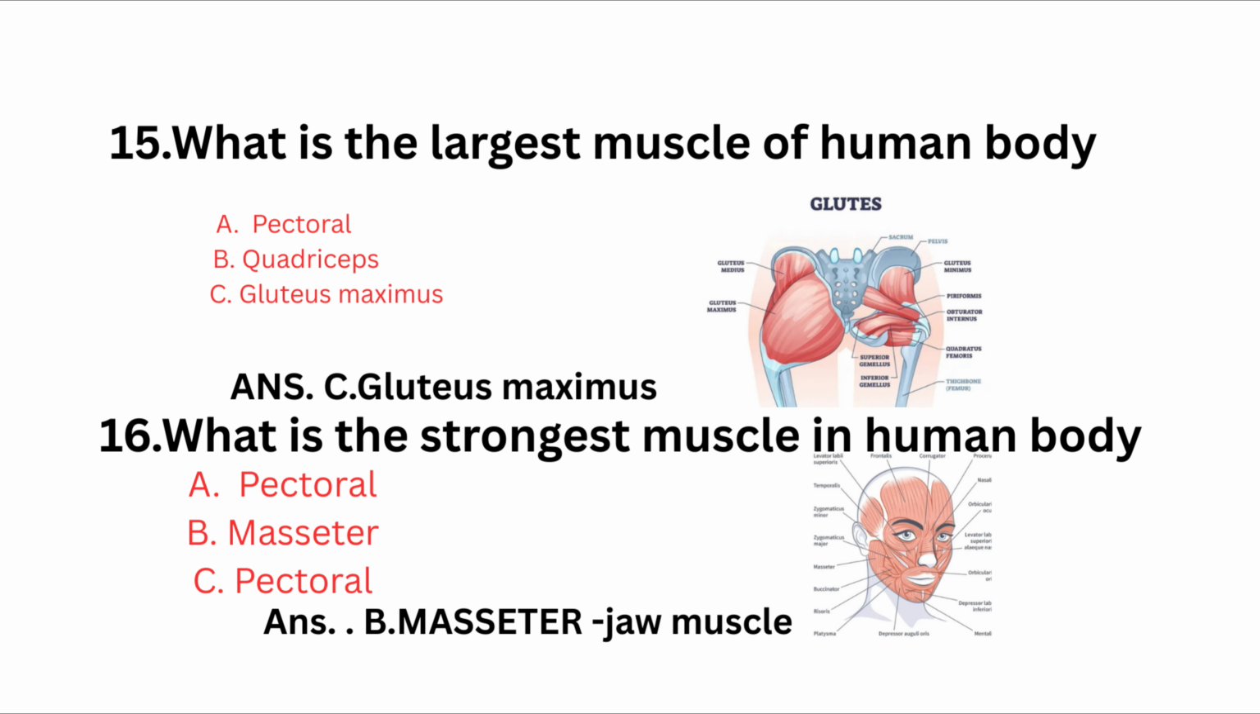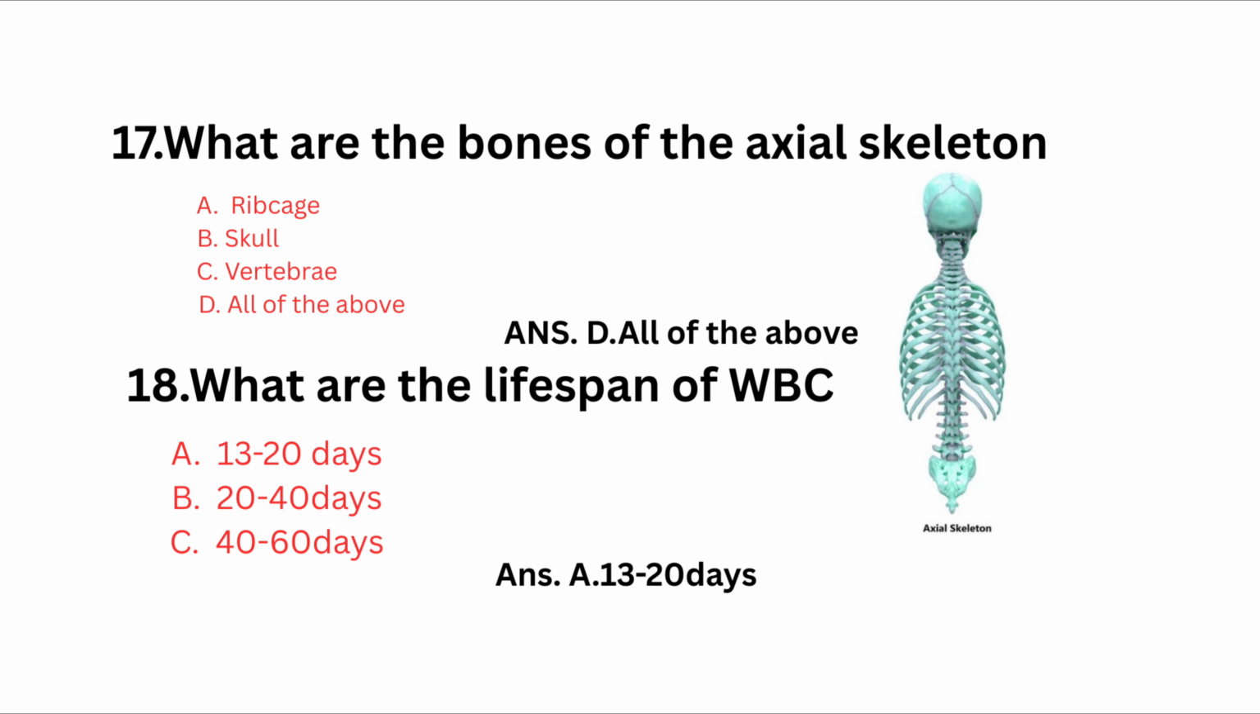15. What is the largest muscle of the human body? A, pectoral, B, quadriceps, C, gluteus maximus. Answer is gluteus maximus. Question 16. What is the strongest muscle in the human body? A, pectoral, B, masseter, C, pectoral. B is the masseter or the jaw muscle. I've given the picture, I hope it's clear. The jaw muscle present at the side of our mouth in the facial bone structure is the strongest muscle.